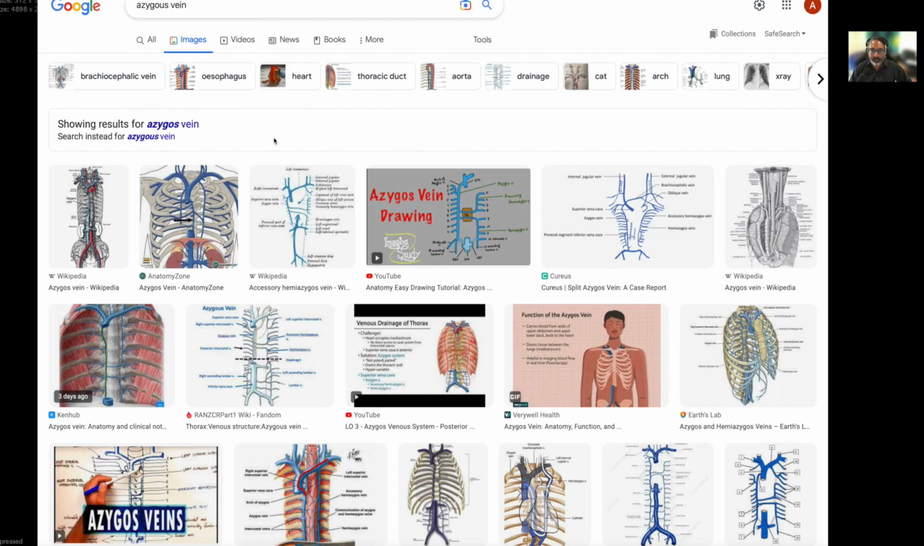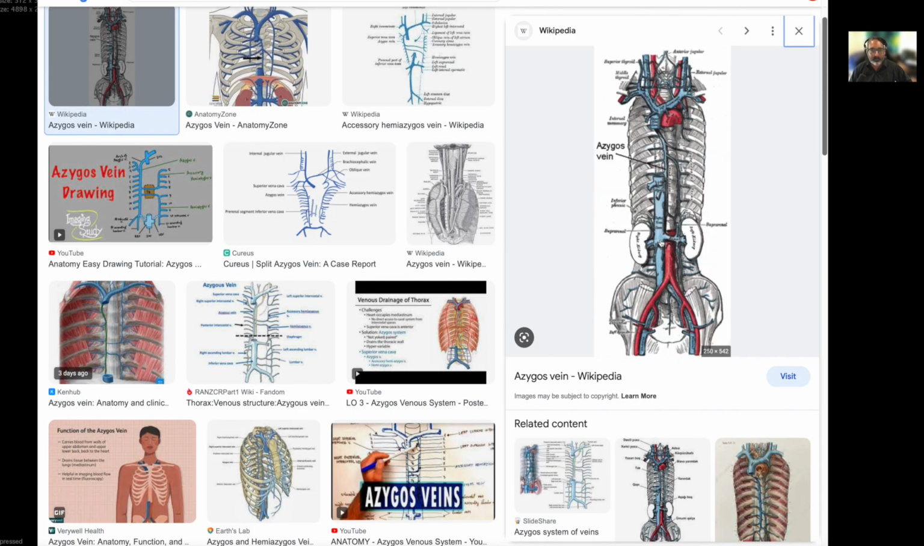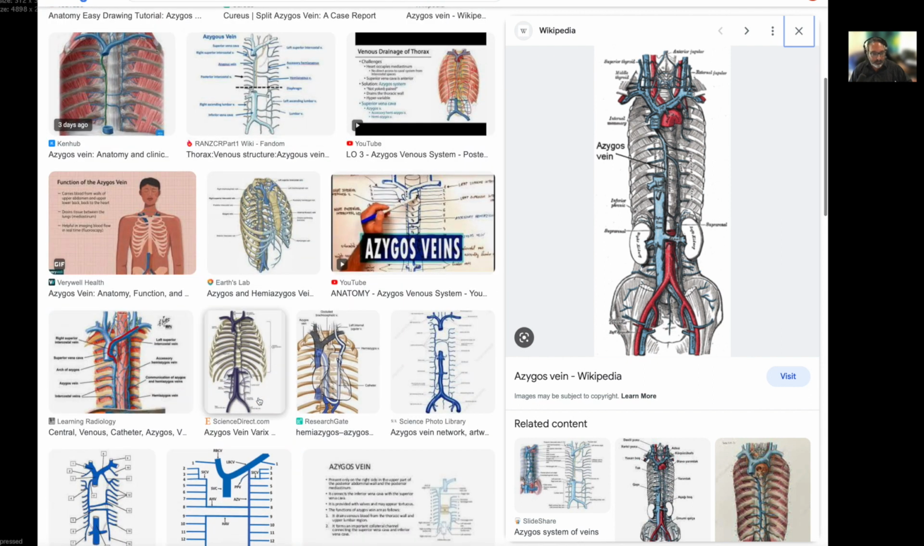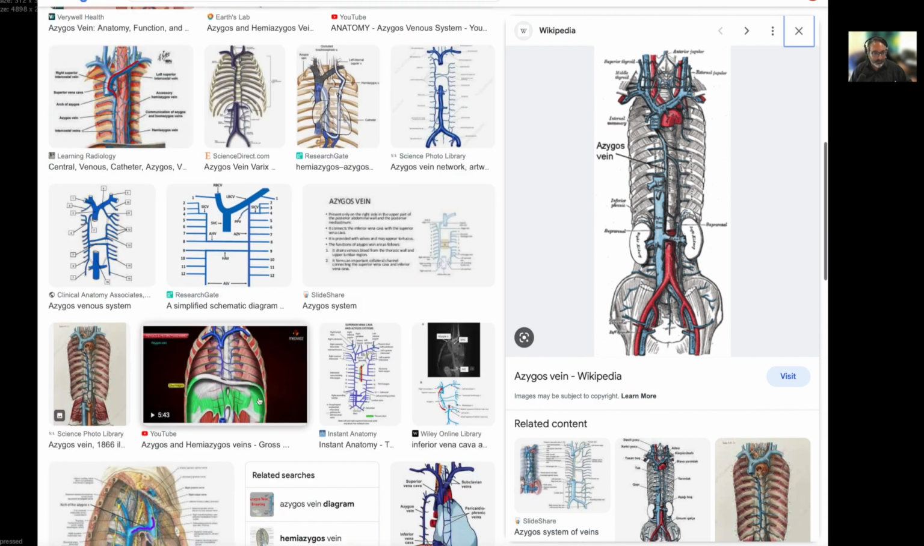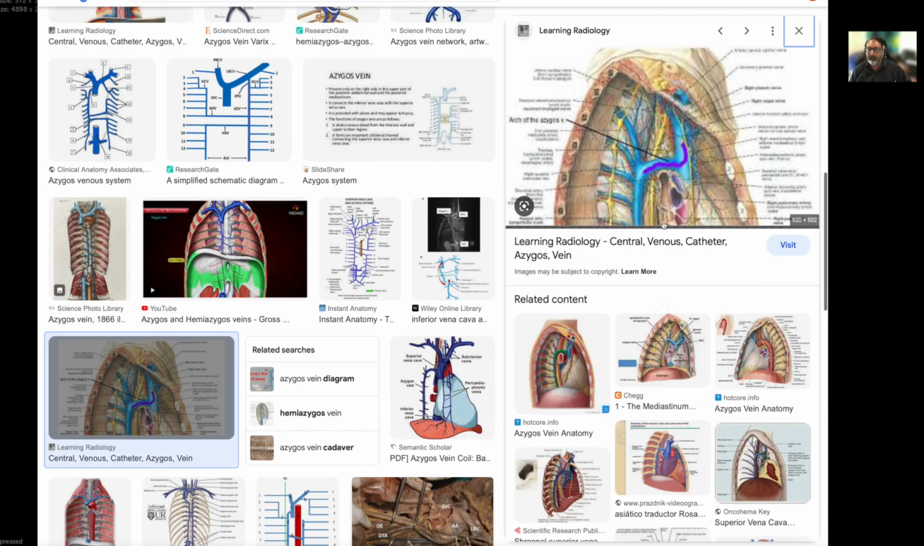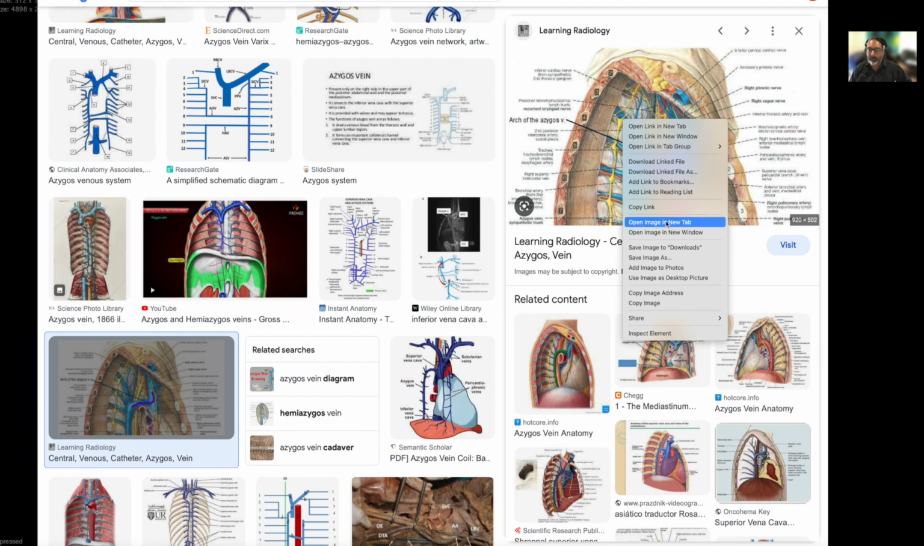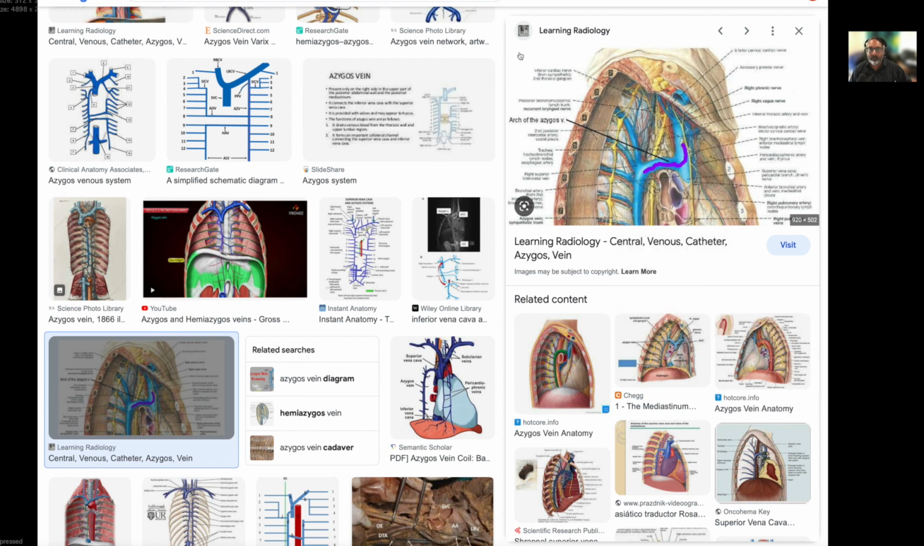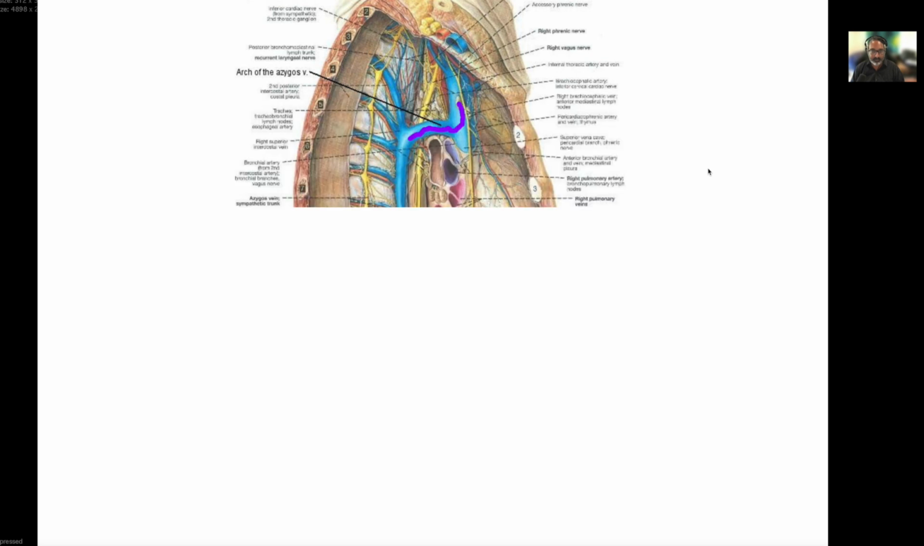Okay, so which diagram has a nice version of it? But it doesn't show the pulmonary arteries along with it. Actually, none of these show it really well. Maybe this one. Yeah, this is actually good. The diagram is open in a tab. Let's see if I can get a big version of it. It's fairly big.